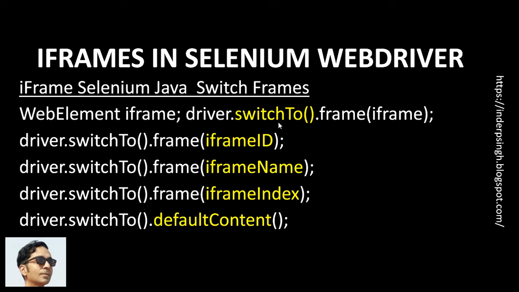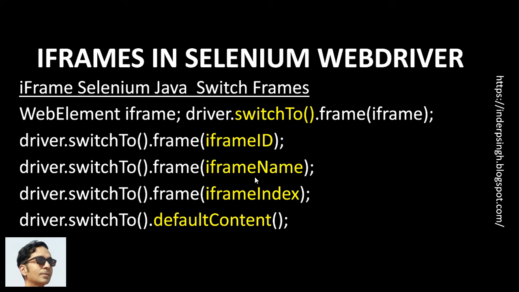The first method is that you find the iframe using a locator, and after that you call driver.switchTo().frame and give the iframe web element as the argument to the frame method. The second method for switch to frame Selenium Java is to give the iframe ID. If the iframe ID is available, you give the iframe ID as the argument in the frame method.